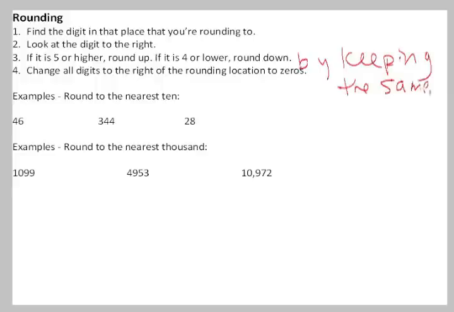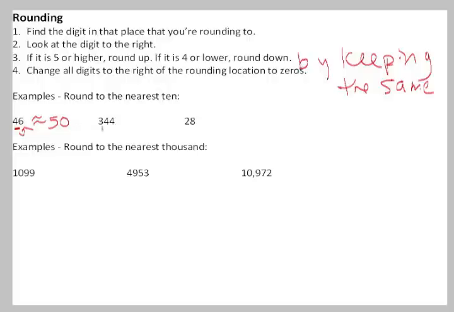So let's take a look at some examples. Here we're going to round to the nearest 10. So first we look for the tens place, 46. So the 4 is in the tens place. We look to the right and it's a 6. It is 5 or higher. That means we're going to round up. So the 4 has to increase to 5, and everything after it becomes a 0. So what we're saying is that 46 is closer to 50 than it is to 40.